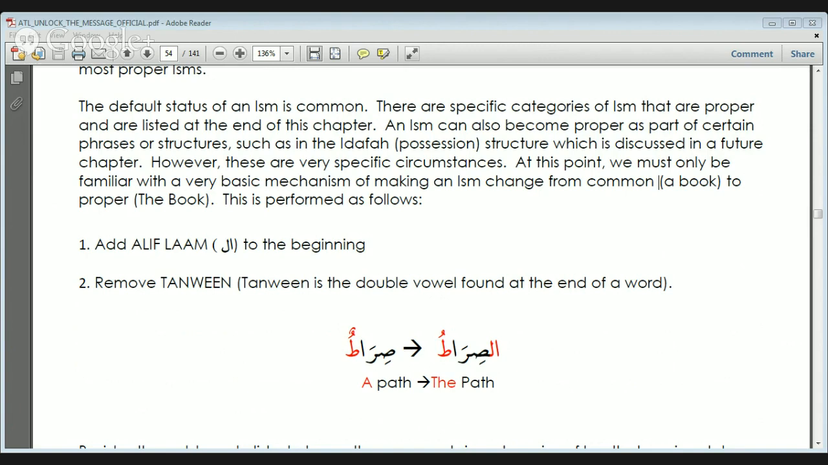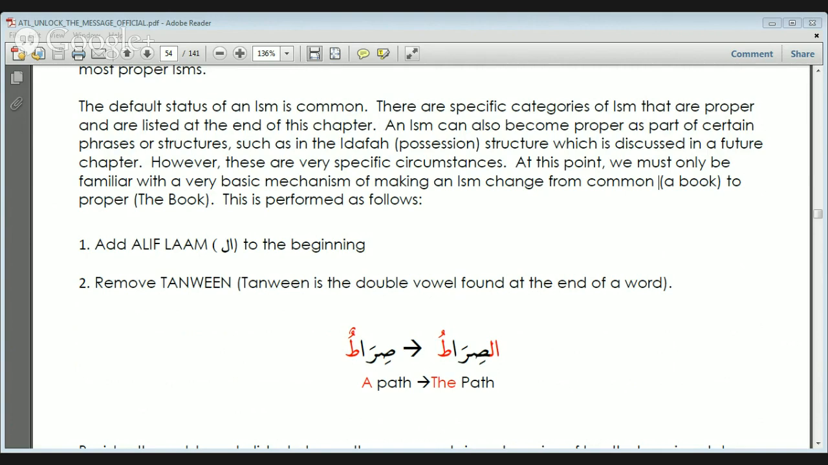Number 5. What type of words are considered proper? Possessive nouns, also known as mudafs. Now I'm going to come back to this in a second. Number 6 are relative pronouns, known as ism al-mawsula. For example, alladhi, allati. Alladhi means the one who, masculine. Allati means the one who, but feminine. Okay, so that's number 6.